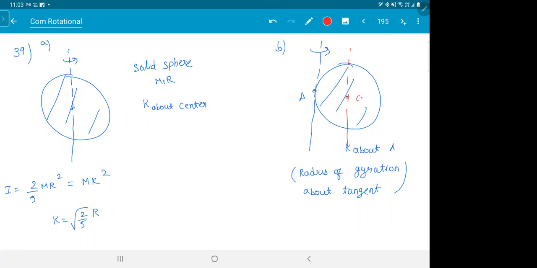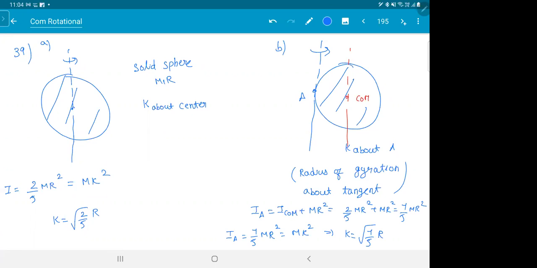First, about the center of mass, you have to find IA. So IA is ICOM plus mr square, that is 2 by 5 mr square plus mr square, that is 7 by 5 mr square. Then you're done. So IA is 7 by 5 mr square, which is equal to mk square. So k is root over 7 by 5 r.